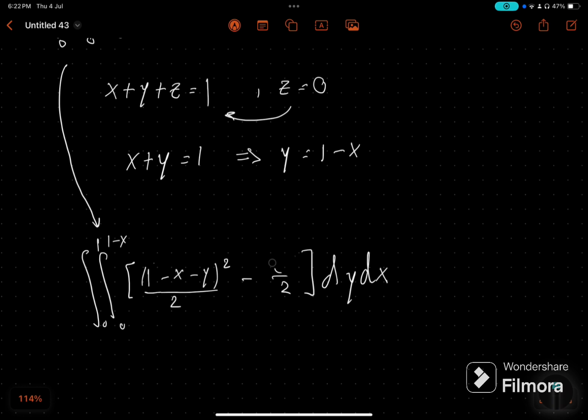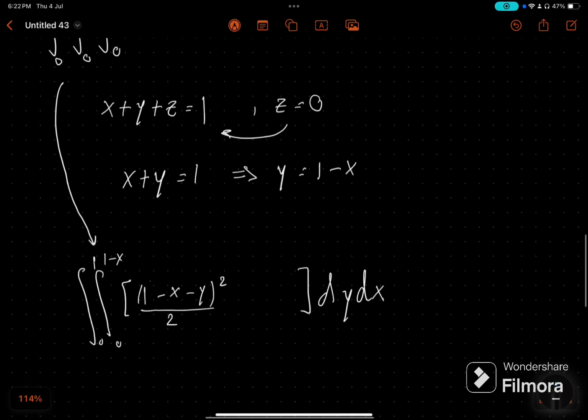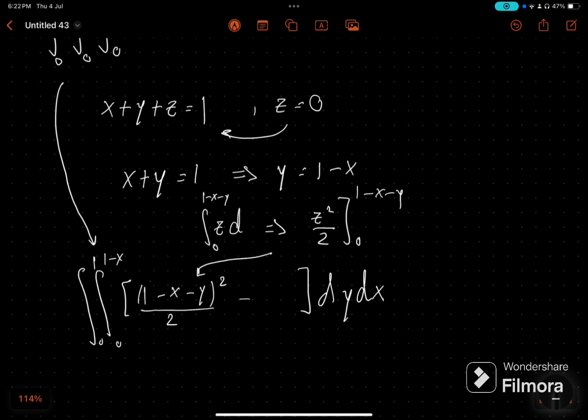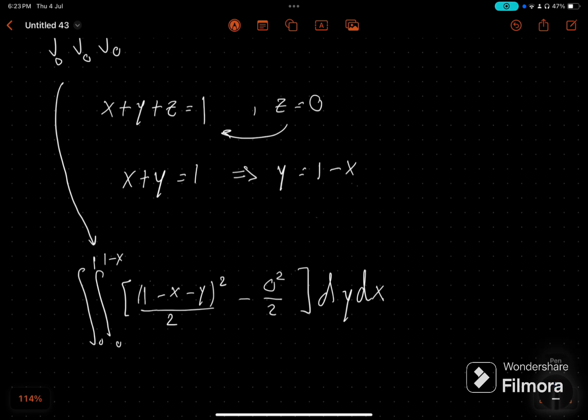And so here we can do some simplification. The 0 term just drops out. If you don't get how we did this, basically the integral of z dz from 0 to 1 minus x minus y becomes z squared over 2 evaluated from 0 to 1 minus x minus y, and this is what we are having here, with 0 squared over 2 being the lower-limit term. So basically that's how we evaluated it. And now let's continue with our triple integral to try to find the volume of our tetrahedron.